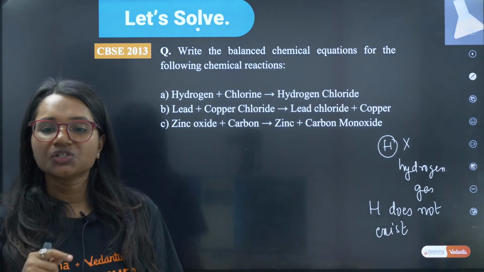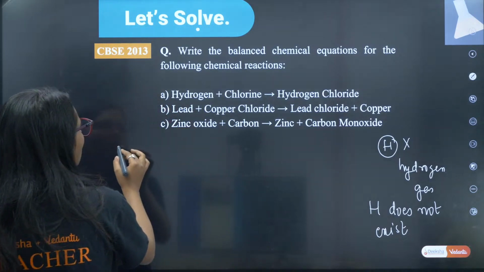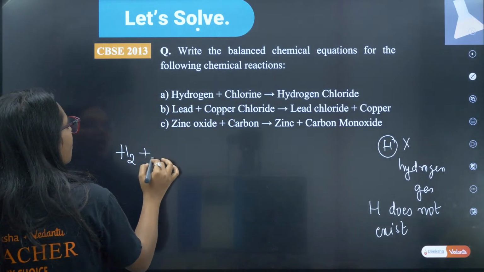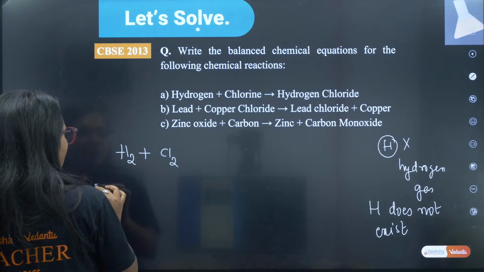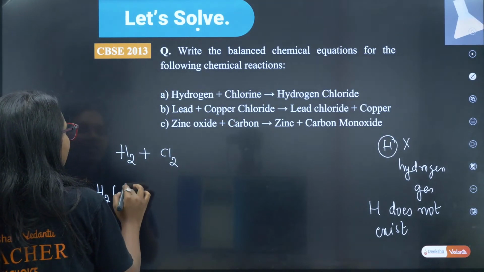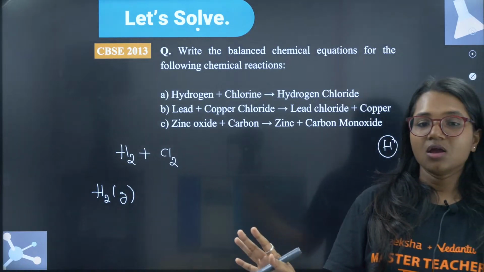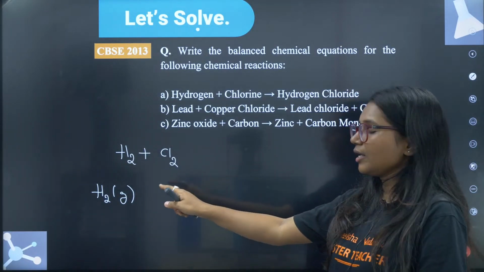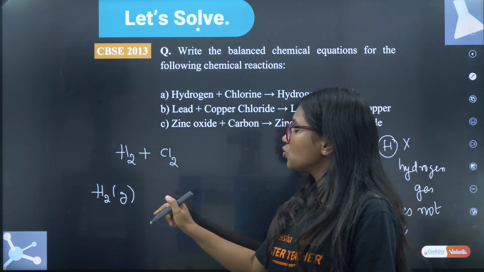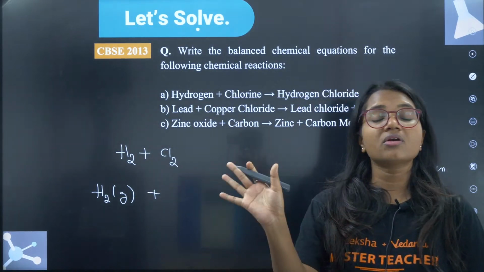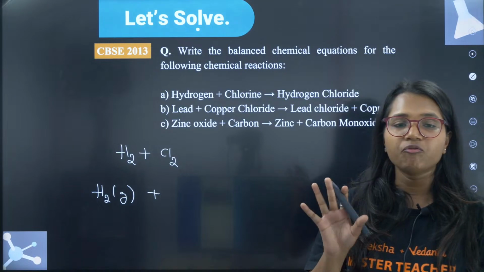Okay, very good Vriksha, very nice. So hydrogen means H2, chlorine means Cl2. If you know their phases, if you know what their medium is, then definitely write H2 plus gas. If you don't know, don't write wrong. Anyway, you will get full marks.